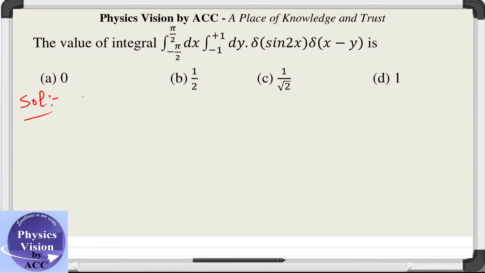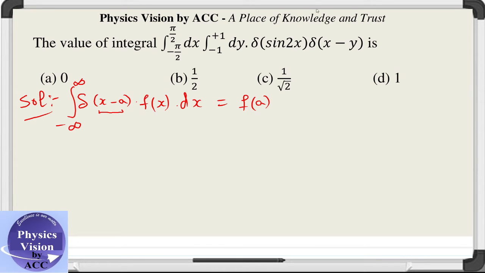The first formula is the integral from minus infinity to infinity of delta of x minus a into f of x dx is equal to f of a only. Okay, the value of the function at x equal to a, the point of discontinuity of the delta function.